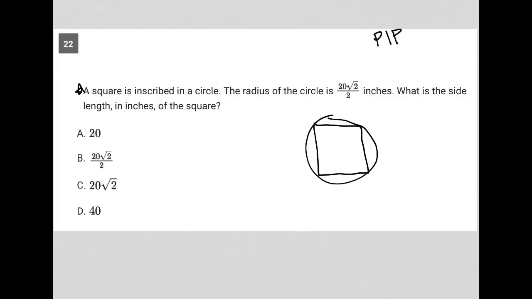The radius of the circle is 20 square root 2 over 2, which I'm actually going to simplify, because I'm a big fan of simplifying, into 10 root 2, right? Because 2 goes into 20 10 times, and 2 goes into itself once. So my radius, and I've learned from doing these questions in the past that it's best to draw the radius to one of the vertices of the square, so it touches the square and the circle at the same point. So I'm going to call that 10 root 2.